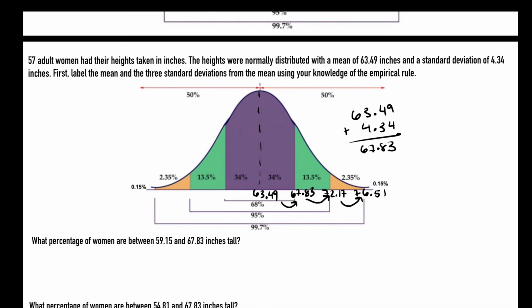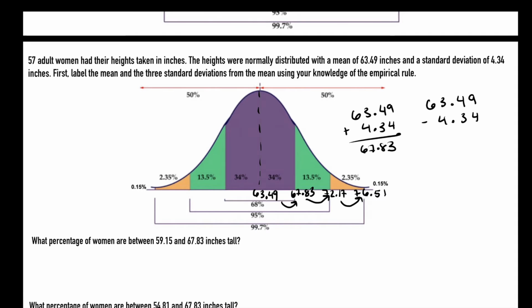76.51. Now, if on the right-hand side I was adding, logically on the left-hand side I should be subtracting. So let's begin 63.49 rather, minus 4.34.